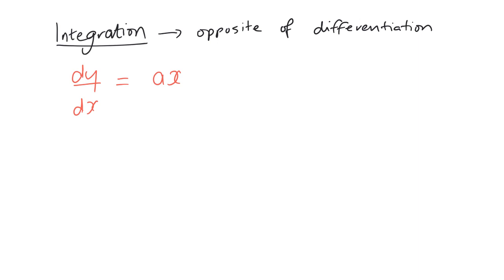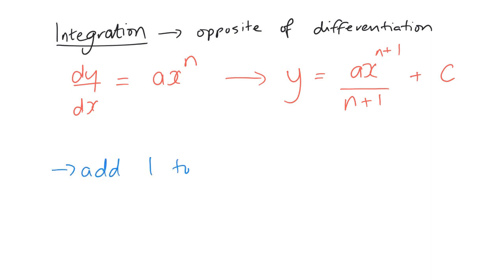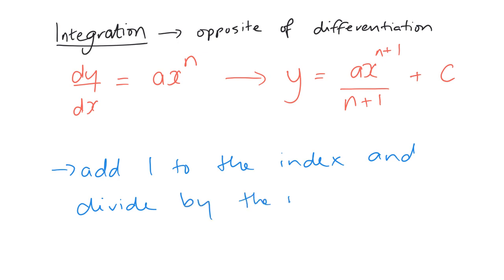equals ax to the power of n, if we integrate that, then y would be ax to the power of n plus 1 divided by n plus 1 plus c, which is called your constant of integration. So our rule in words then: add 1 to the index and divide by the new index.